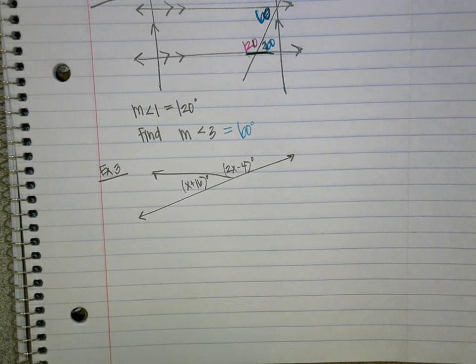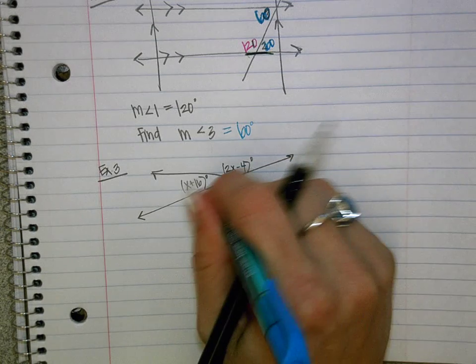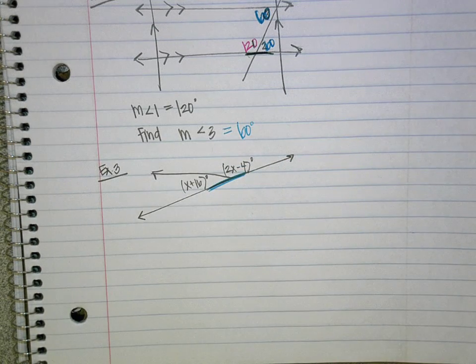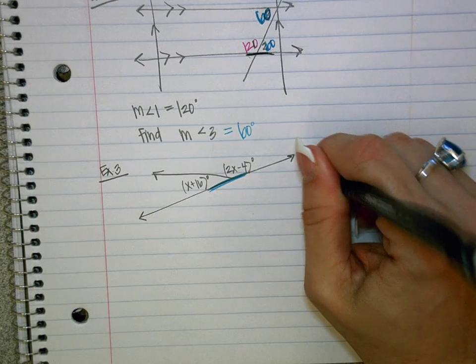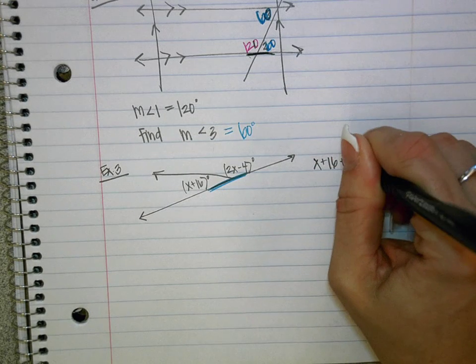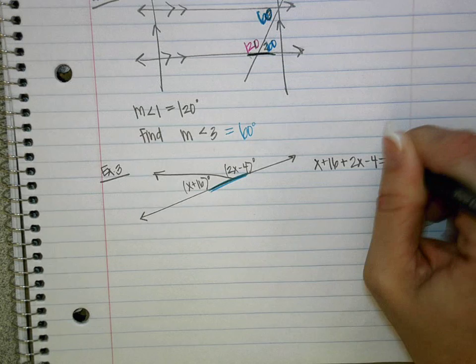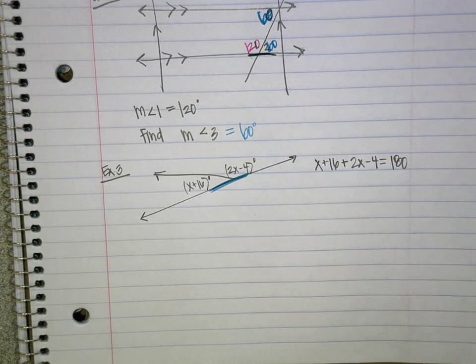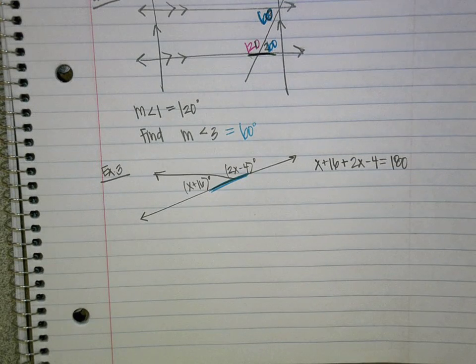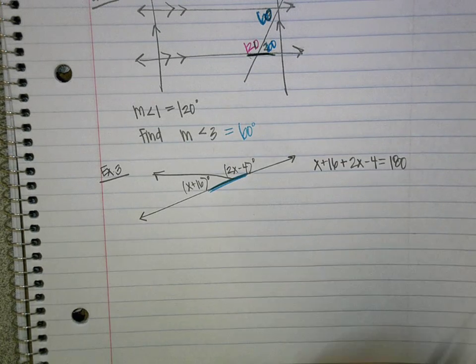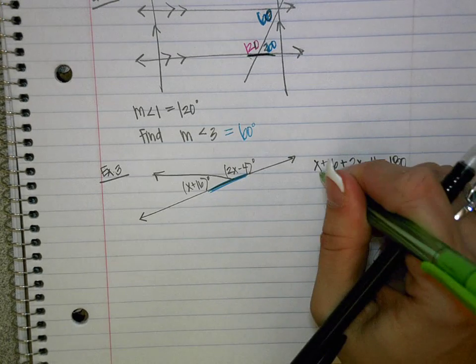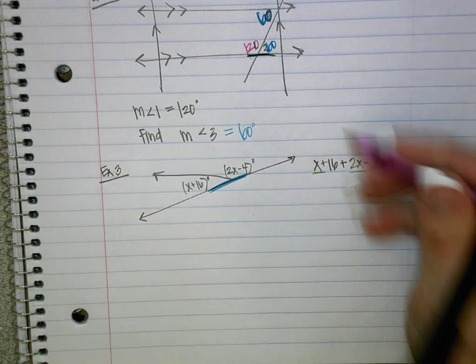What do I know about this whole thing? It's equal to 180 because they're supplementary, right? So that means if you add these together, so x plus 16 plus 2x minus 4, the whole thing will equal 180 degrees. And if the whole thing equals 180 degrees, that means you can combine the like terms on this side. So add together your x's and add together your numbers.